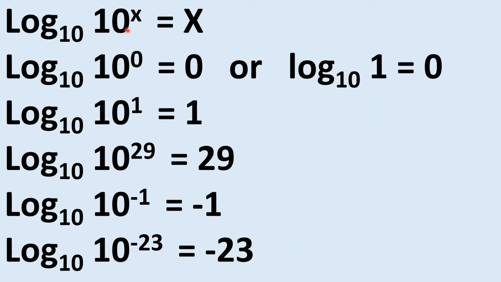Log of 10 raised to the power x to the base 10 is equal to x. Therefore, log 10 raised to the power 0 is equal to 0. You know that 10 raised to the power 0 is equal to 1. Thus, log 1 is equal to 0. Log 10 raised to the power 1 is equal to 1. Log 10 raised to the power 29 is equal to 29. Log 10 raised to the power minus 1 is equal to minus 1. Log 10 raised to the power minus 23 is equal to minus 23.